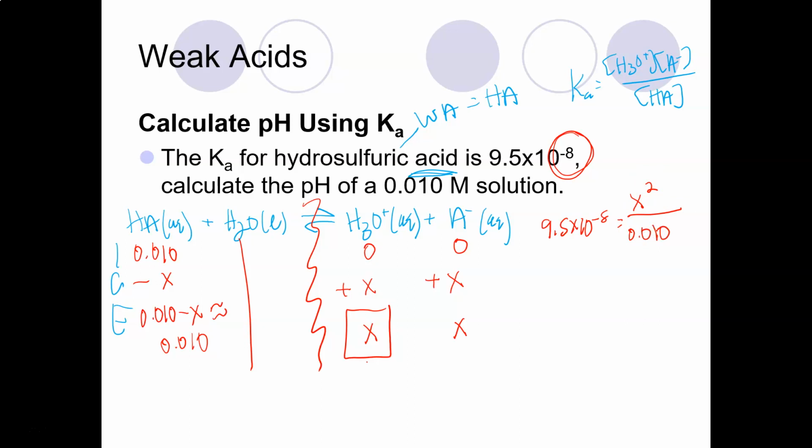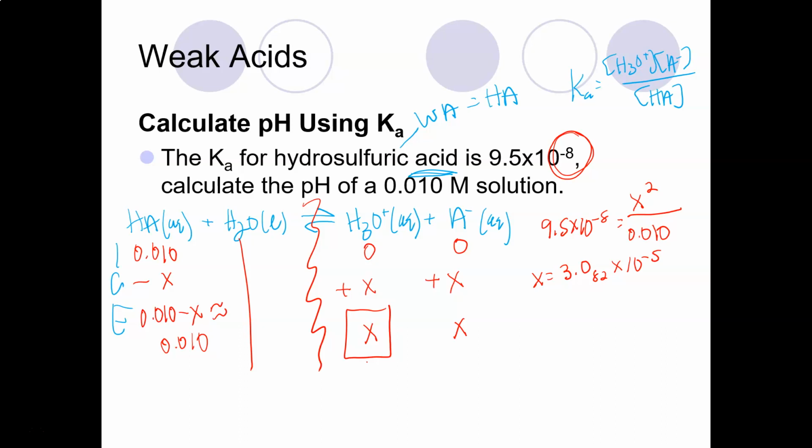So now I can cross multiply and square root, and I get a value of x of 3.082 times 10 to the -5th. I'm sticking with 2 sig figs with my multiplication and division stuff here because 9.5 has 2 sig figs, 0.010 has 2 sig figs. So that's the value of x.